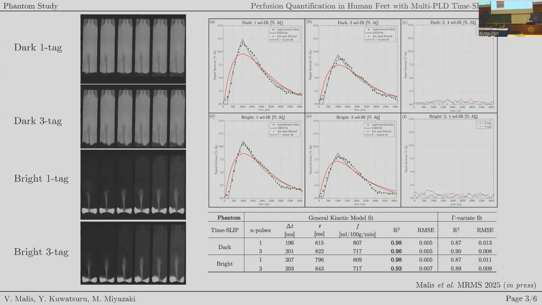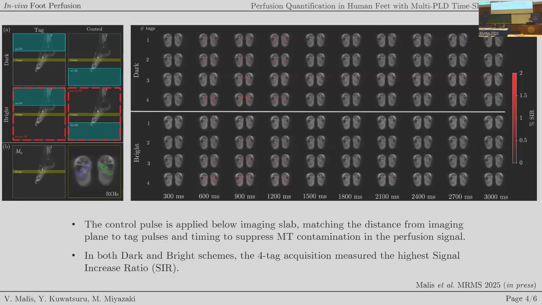We also evaluated the perfusion coefficient from the general kinetic model, and those were in close consistency with the results we also get from the phase contrast images by utilizing the geometry of the phantom, within 5% accuracy. For the in vivo study, we scanned a single axial slice in the feet of healthy volunteers. We scanned 5 subjects in total. The control pulse was applied below the imaging slab, matching the distance from the imaging plane to the tag pulses and timing, to suppress MT contamination in the perfusion signal.